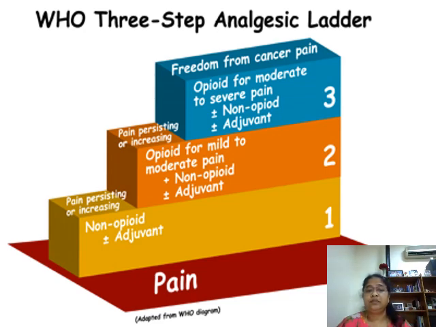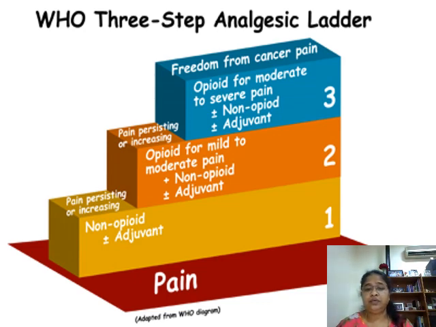Okay, this is a very important PowerPoint. I want all of you to remember this. This is called WHO. WHO, all of you know, World Health Organization has given a 3-step analgesic ladder. What is analgesic? Analgesic is medications which are used for pain relief. Okay, so when the patient is feeling the pain, the first step of the ladder, first step, you are giving only non-opioid medications, that is like Panadol, and some adjuvant therapy.